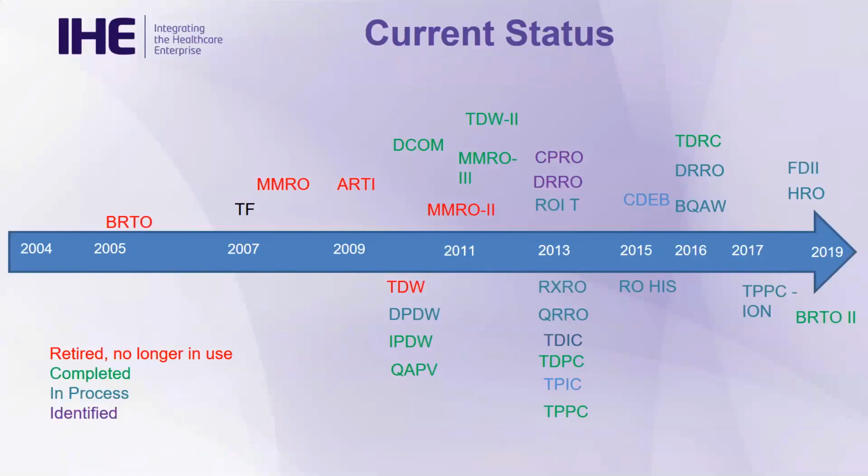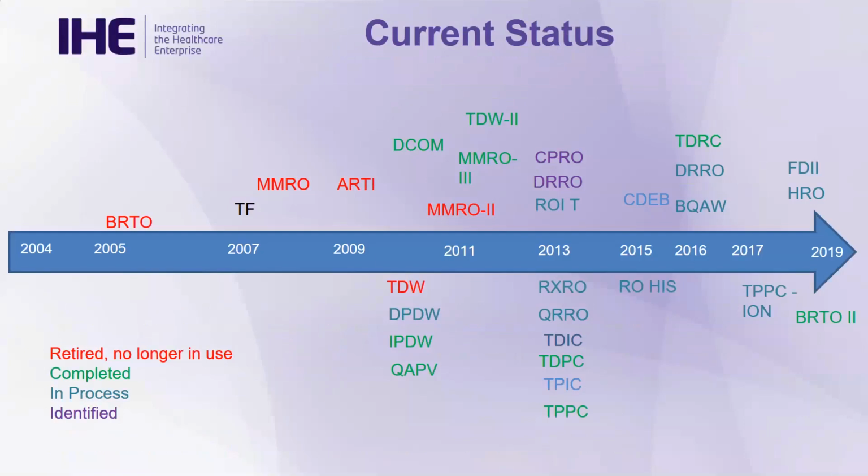The current status, this is my best summary of where we are, where we have some retired profiles, we have some completed, some are in process, and identified means we started, but then other things took priority. And when we do that balancing of priorities, some of the things we look at and we decide are more important than something that's being worked on, especially if there's a lot more work to do there. So we shelve some for a while until they come up in priority again.